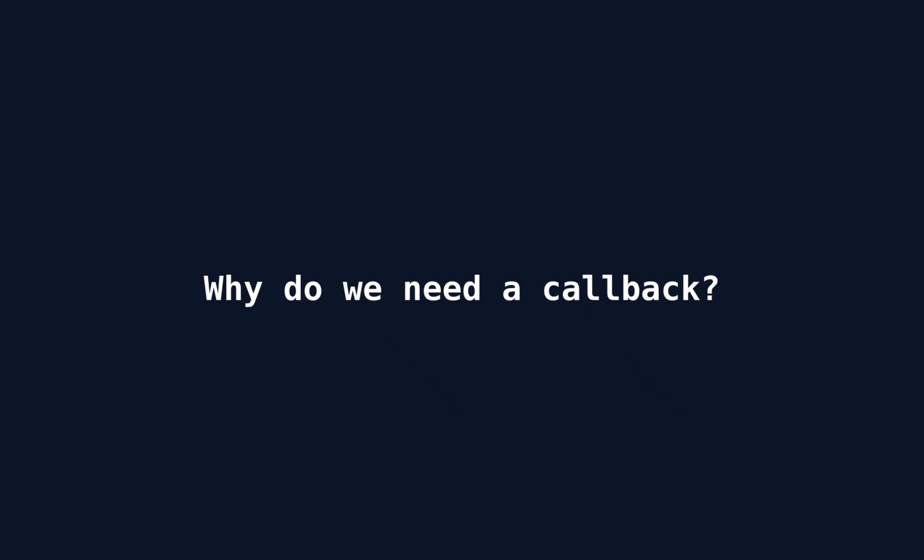Why do we need a callback? JavaScript is a single-threaded language. It means that only one operation can be executed at a time. If we have to execute multiple operations, then we have to wait for the previous operation to complete. This is called blocking. Blocking is not good in JavaScript. It will make our application slow and unresponsive.